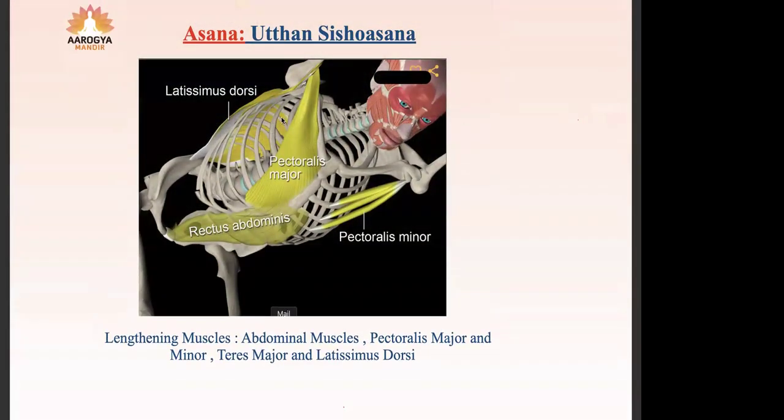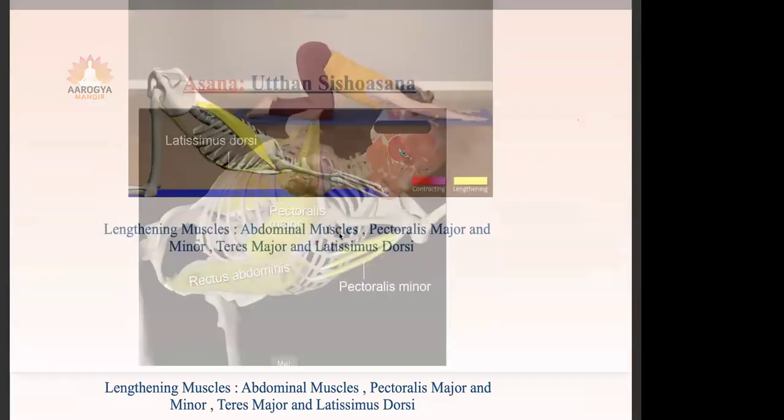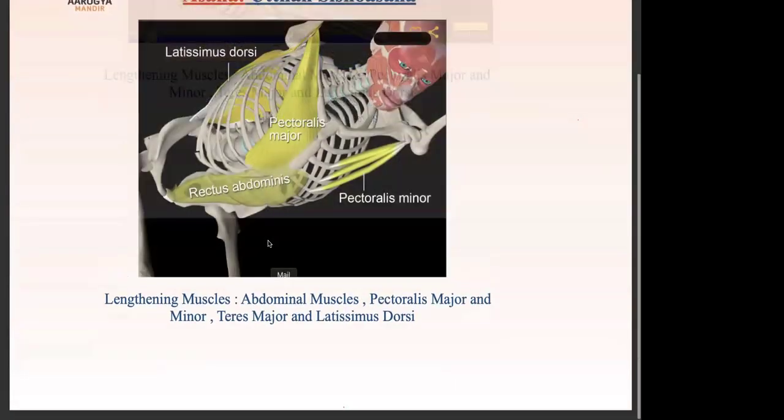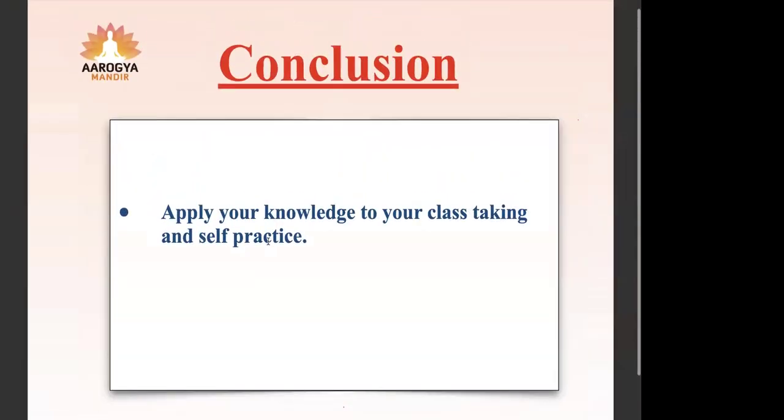You can see the front view. The pectoralis major and pectoralis minor are getting a stretch, and of course, latissimus is also getting stretched. So this was quickly about most of the important backward bending postures.